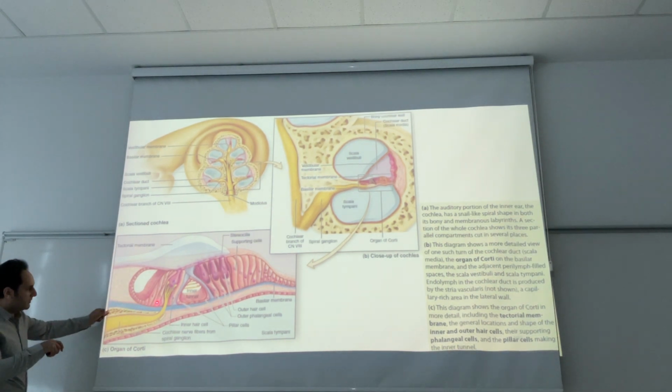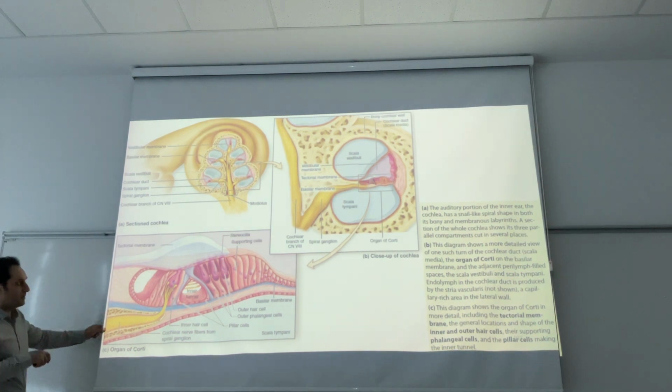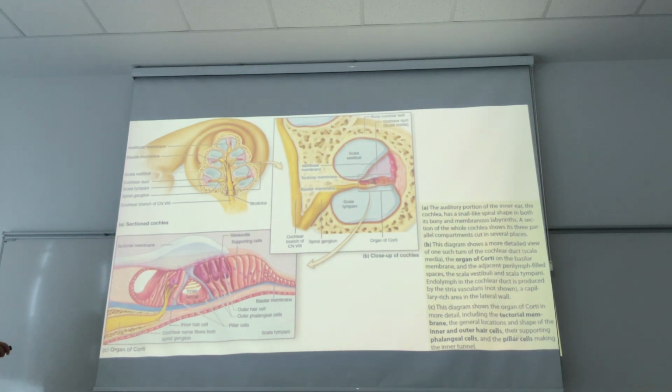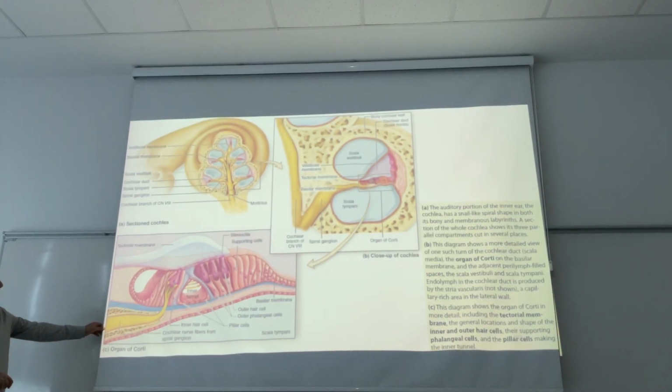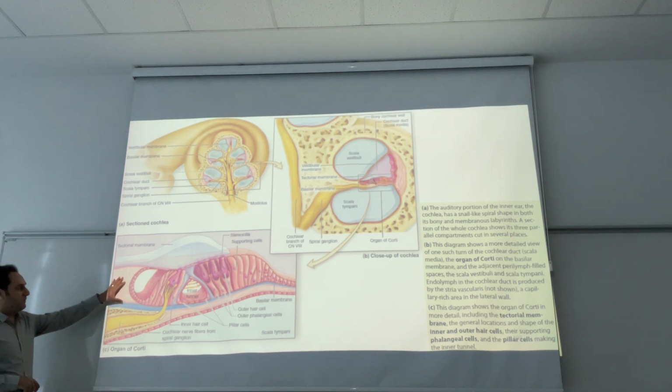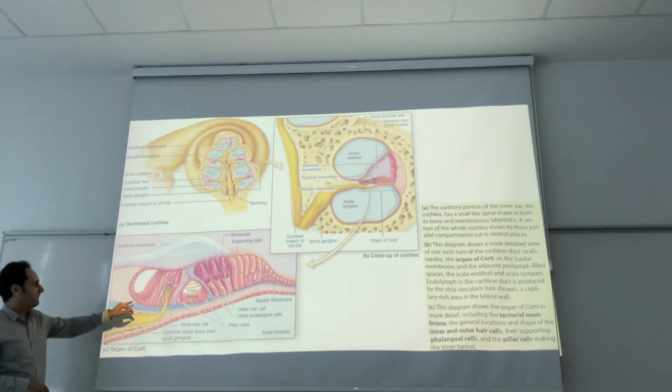Firstly, you should know this is our basilar membrane, this blue structure, which separates the scala tympani from scala media. And we also have the vestibular membrane here, which separates the scala vestibuli from scala media. On the outer side, again, you can see the stria vascularis here and the ligament in this one.